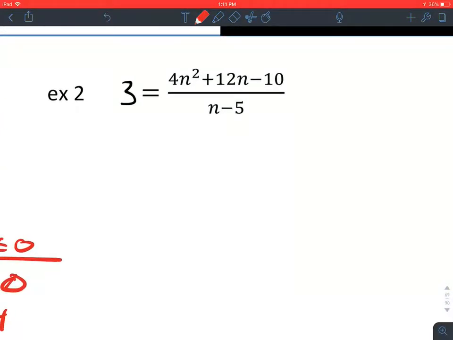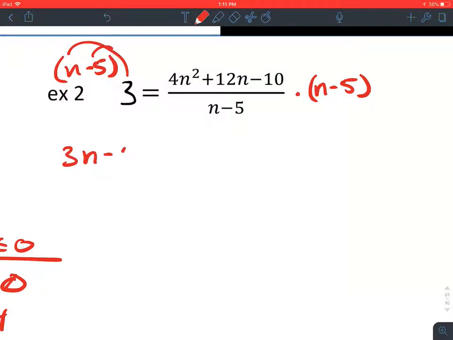Second example. We got this hot mess here. I have a fraction once again. I don't want that fraction. I'm going to multiply both sides by n minus 5. Notice I put it in parentheses because I'm multiplying by more than one term. I did the same thing on the last problem. On the left, if I distribute the 3, I'm going to get 3n minus 15. On the right, the n minus 5's cancel, and I get 4n squared plus 12n minus 10.